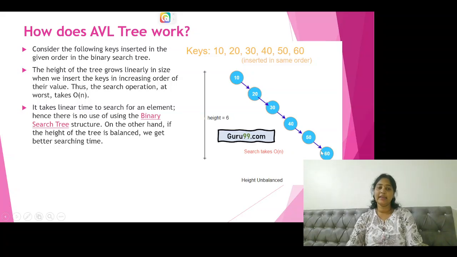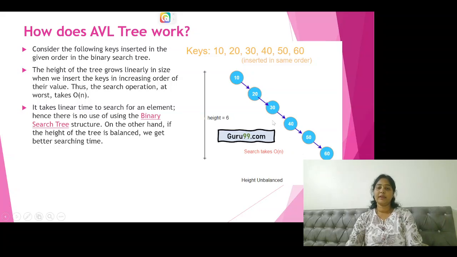It is taking order of n iterations, order of n complexity, if you want to search for 60 in the worst case, because the tree is completely right skewed. So if we are able to balance this tree, we get a better searching time.